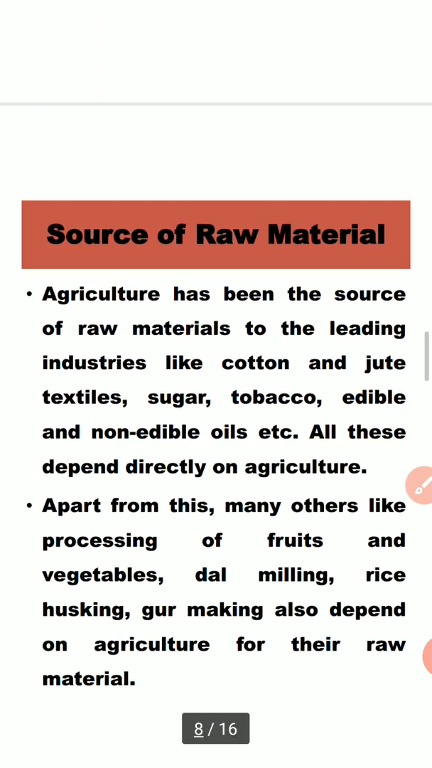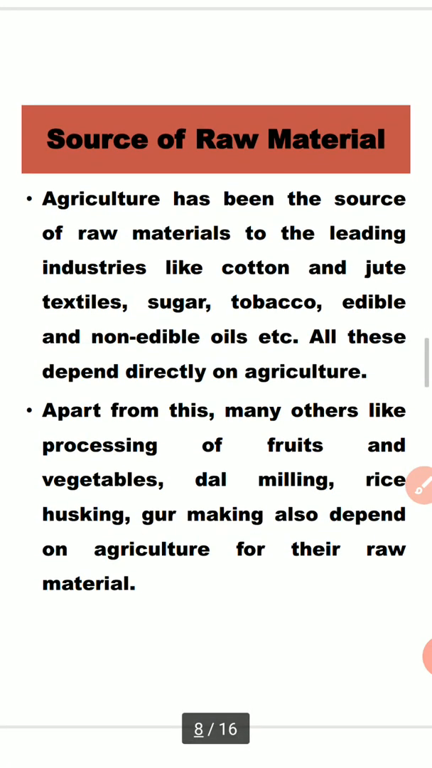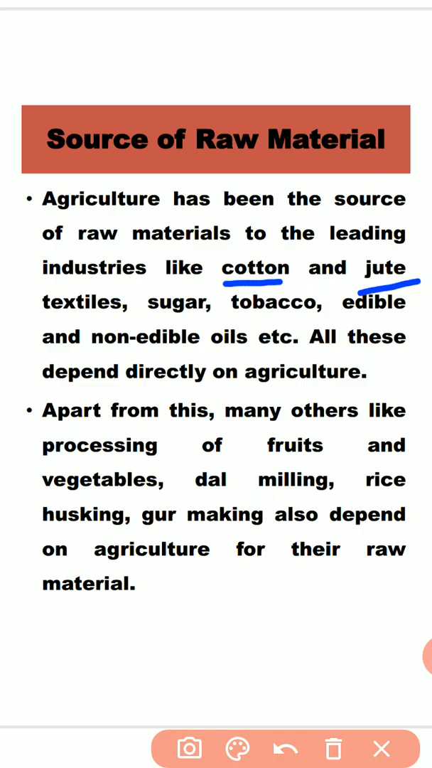The next point is source of raw material. Agriculture sector provides much needed raw material for many agro-based industries, and these industries are cotton industry, jute industry, textile industry, sugar and tobacco industries, edible oil industry, right? These industries get their raw material, basic input, from the agriculture sector.